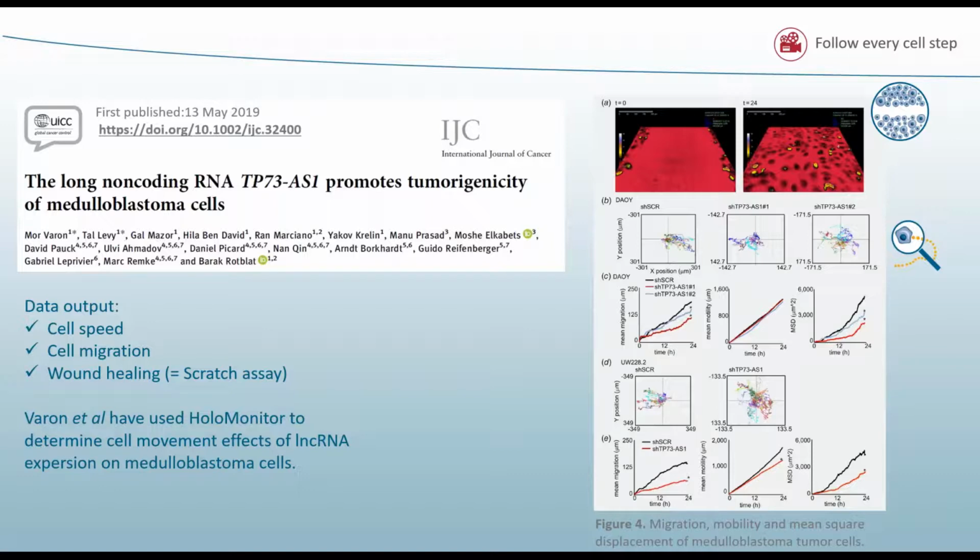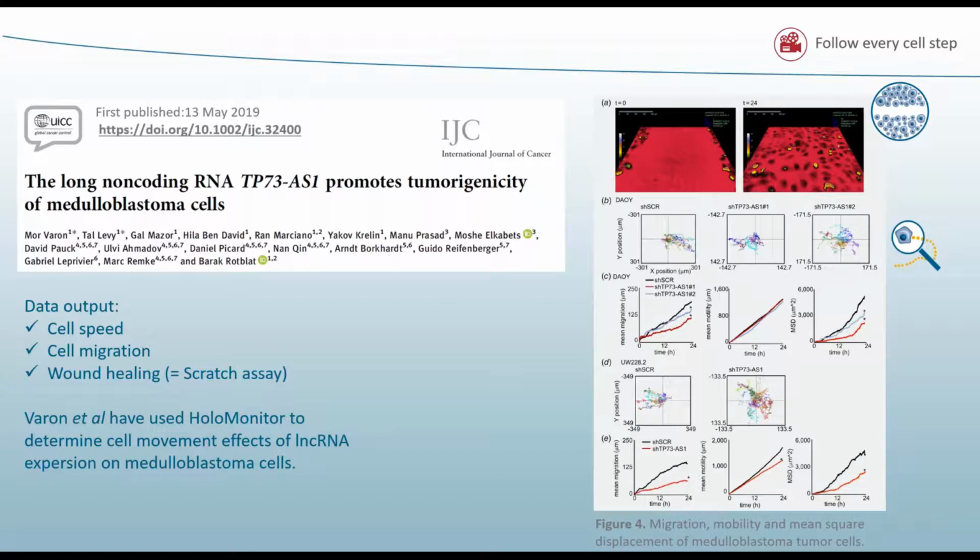And you can see that below the images showing the wound healing gap closure, you have the movement plots, and you can see that the left plot has a 300 micrometer axis, while the two right plots have shorter axes, 142 in the center and 171 to the right, showing that when the TP73, the long non-coding RNA, has been silenced, the cells move less, quite less.